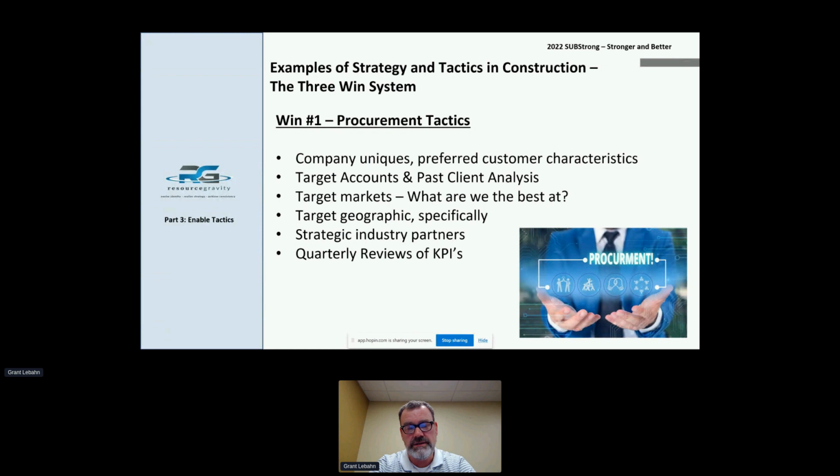Another area that I believe is also important for tactics is, where are your strategic industry partners? Do you have partners in the industry that you can use for tactics?